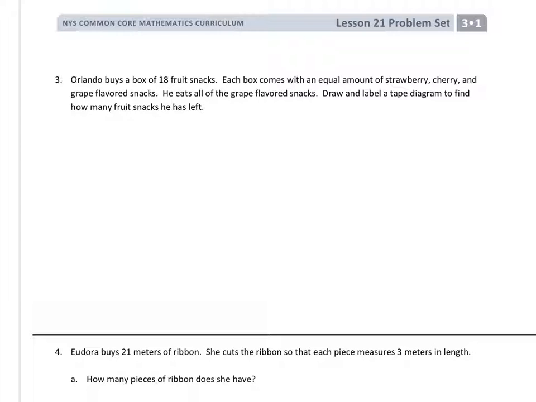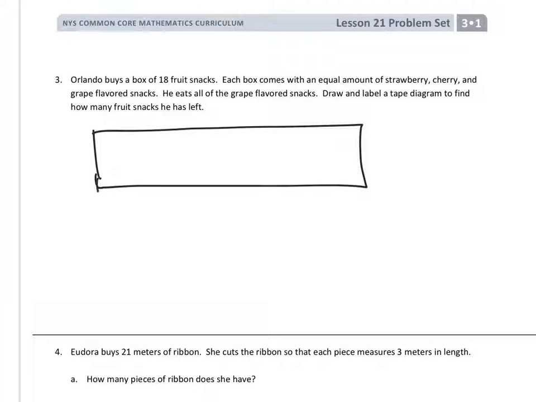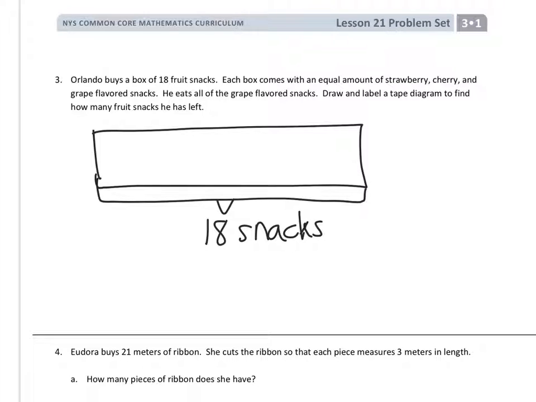First, to find out how many he has left, we need to show how much he started with. We know that our box of fruit snacks had how many? 18. And I'm just going to call them snacks, just to not have to write as much. Each box comes with an equal amount of strawberry, cherry, and grape. So that means I need a section for strawberry, cherry, and grape. Strawberry, cherry, grape.